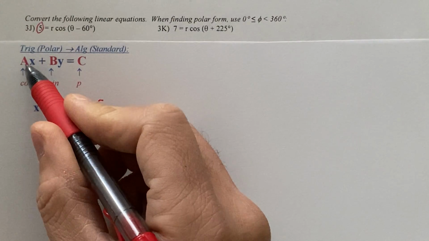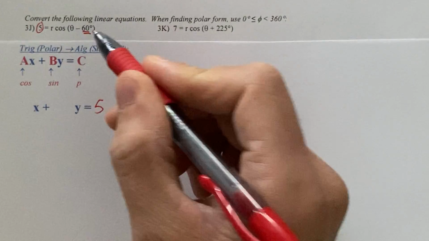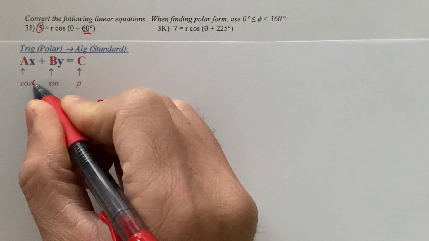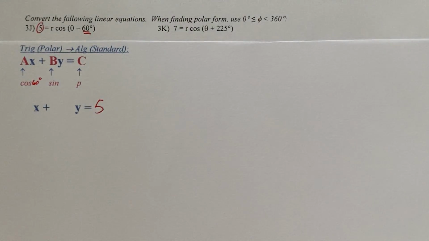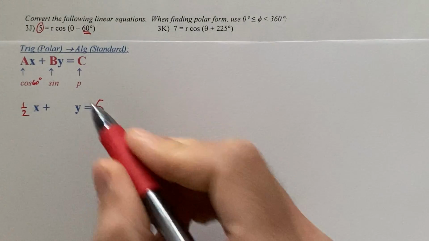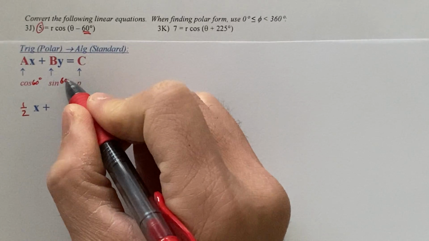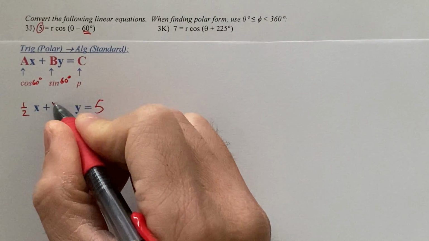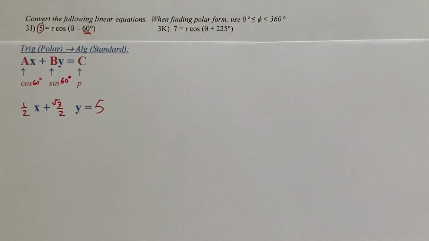How do I find the coefficient a? Simple. The angle right here is 60 degrees, so all it is is cosine of 60 degrees. Using my unit circle, that's going to give me 1/2. And then sine of that same 60 degrees, using my unit circle, that's going to be radical 3/2. So there's my equation.